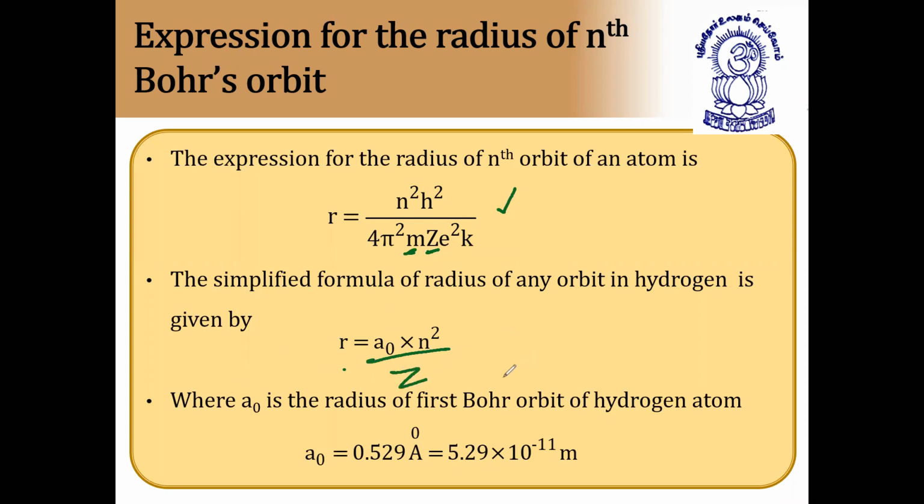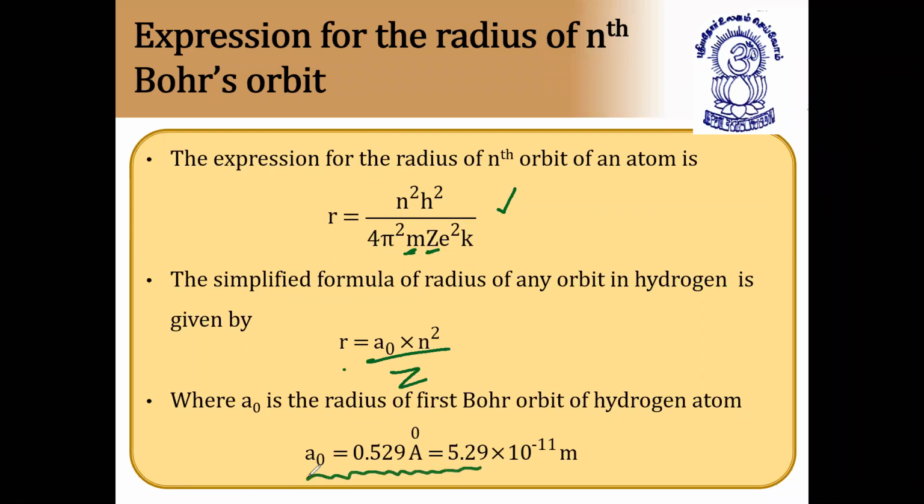So this is measured in angstroms, a naught. So a naught is equal to 0.529, because after calculating all the constants in n square h square, we got 0.529 into n square by z. So the final answer is 0.529 into n square by z.